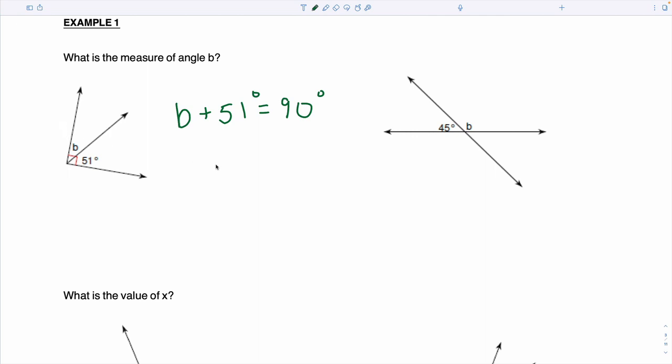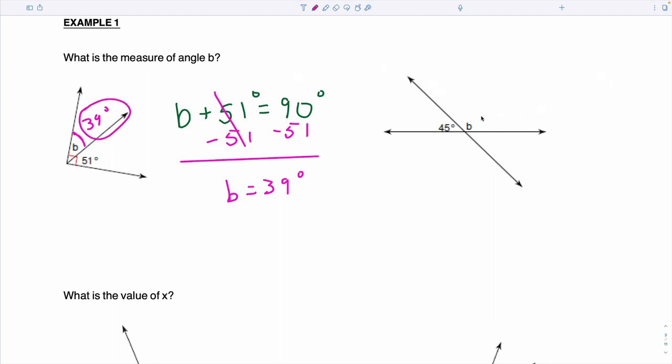What plus 51 would make 90? Claire? 39 would work. You can either mentally get that answer, or you could solve this and subtract 51. Check your voice. If you have a question, raise your hands. When you subtract by 51, you get B equals 39. So this angle that you were missing is 39 degrees.